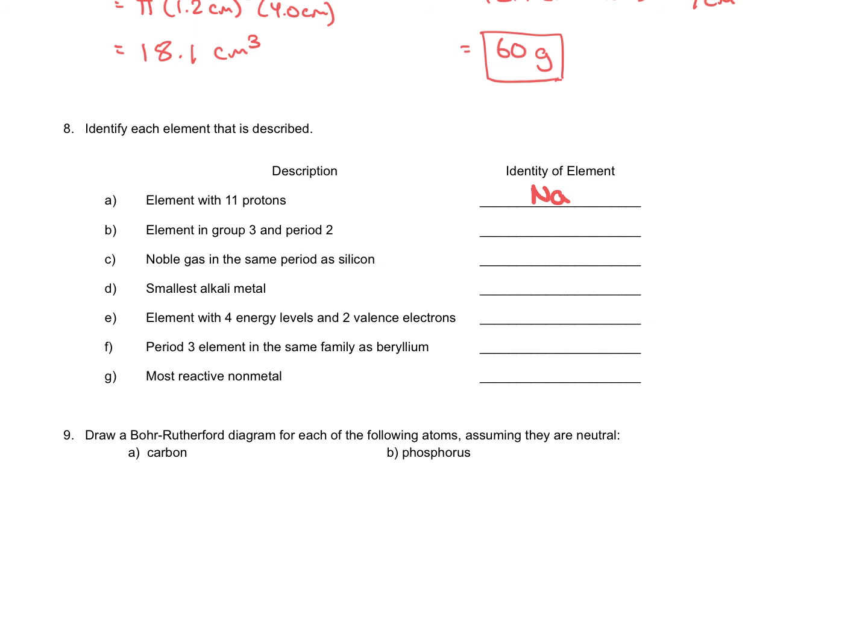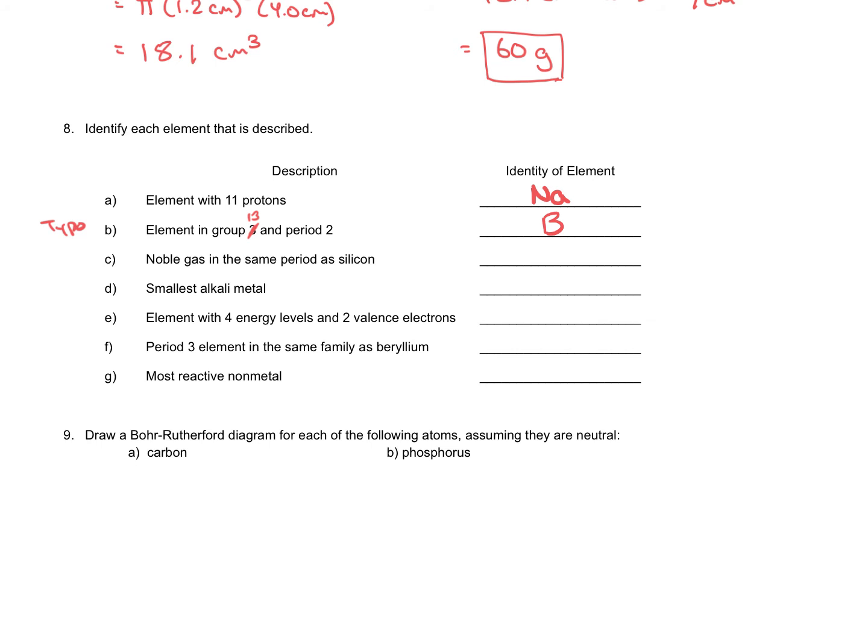The element in group 3 and period 2. So this was a typo, actually. We got a typo here. It should say group 13. So in group 13, in period 2, you look in the 13th column, the second row on your periodic table, and you will find that it is boron.